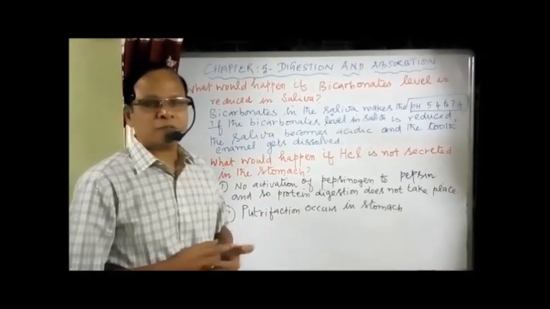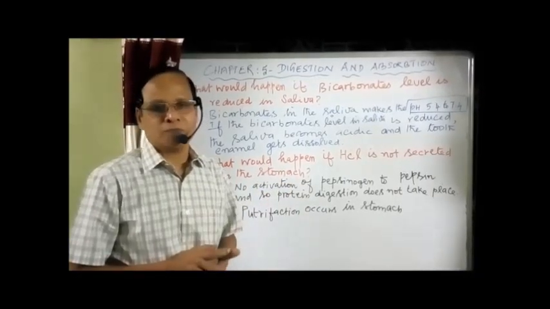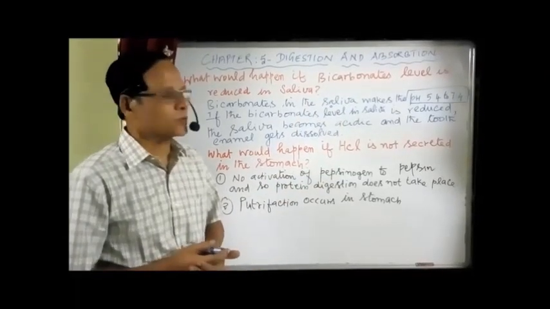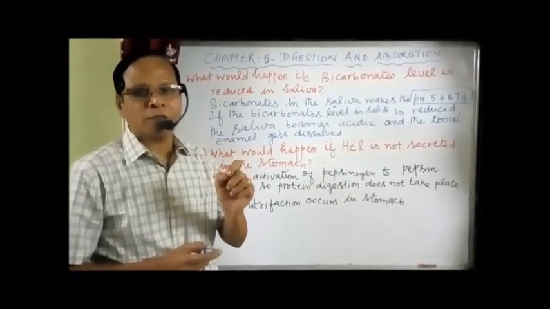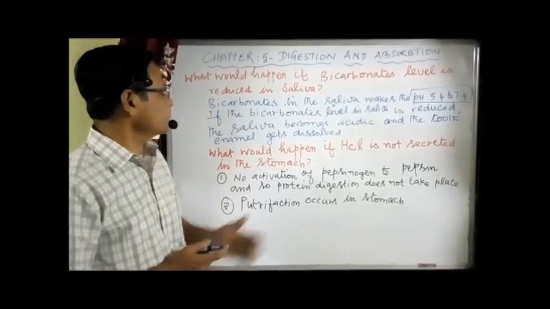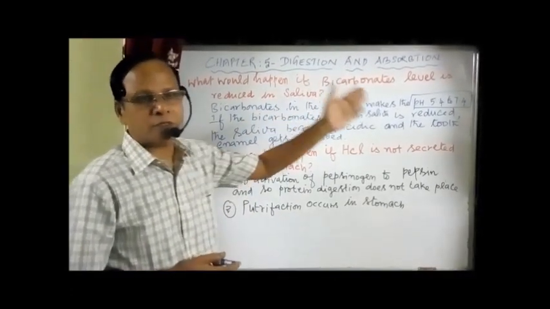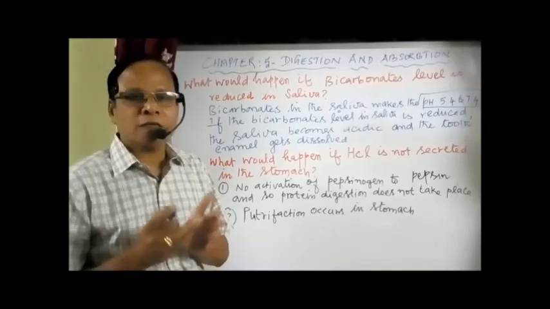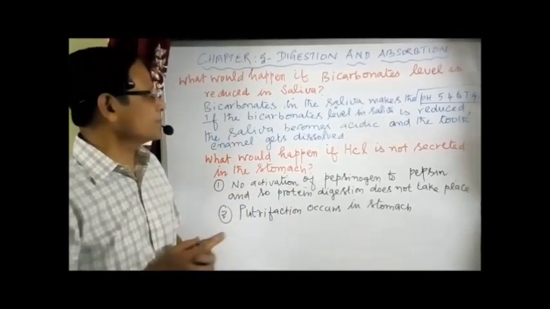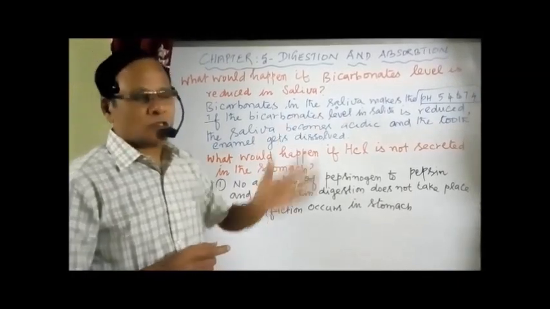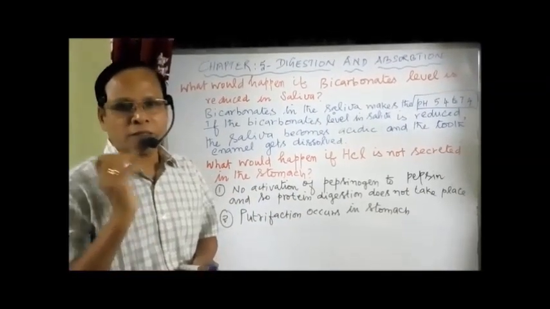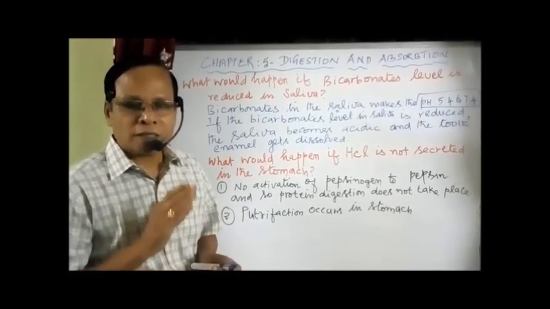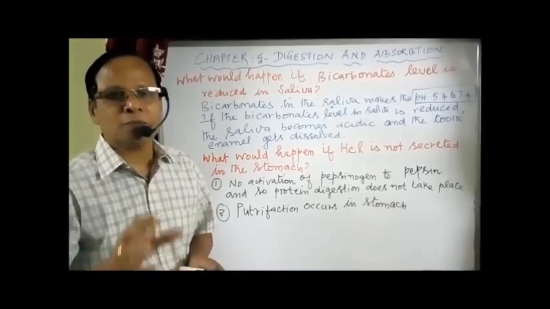The enzyme salivary amylase works in alkaline pH, with an optimum pH of 6.8 on average. The range is only 5.4 to 7.4, but the average pH of saliva is 6.8. Suppose the bicarbonate level in saliva is reduced, what would happen? The saliva becomes acidic. When the saliva becomes acidic, the tooth enamel gets dissolved or eroded. You know that enamel is the hardest secretion, and it gets removed or dissolved in an acidic pH.